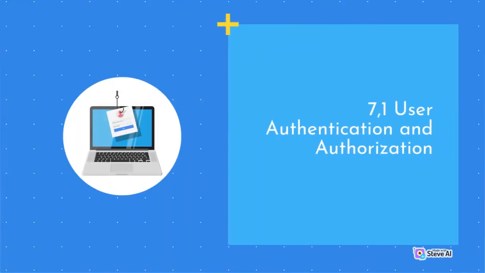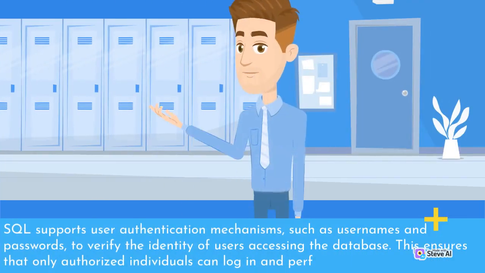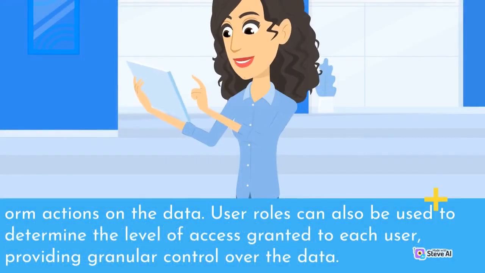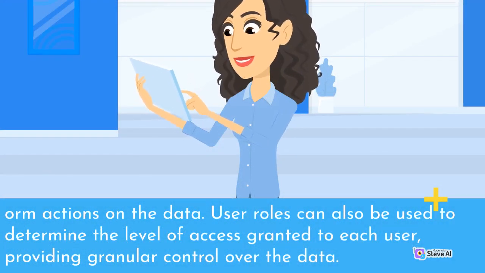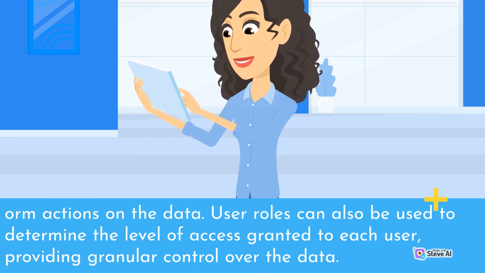7.1 User authentication and authorization. SQL supports user authentication mechanisms, such as usernames and passwords, to verify the identity of users accessing the database. This ensures that only authorized individuals can log in and perform actions on the data. User roles can also be used to determine the level of access granted to each user, providing granular control over the data.